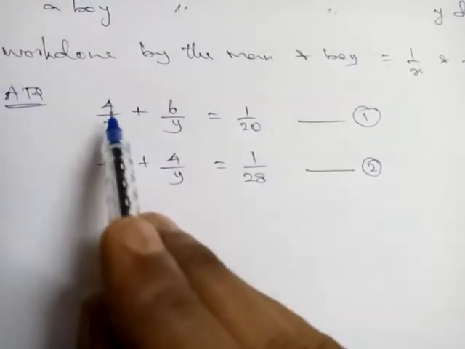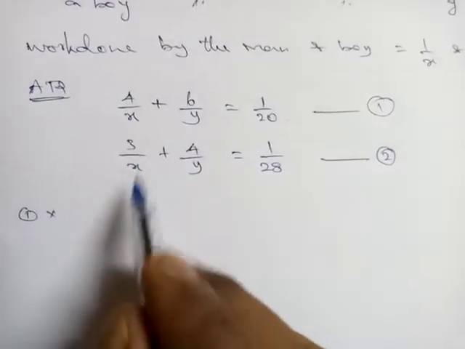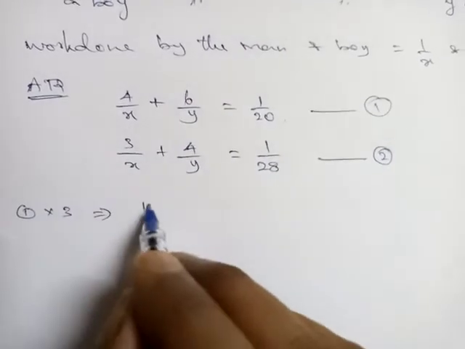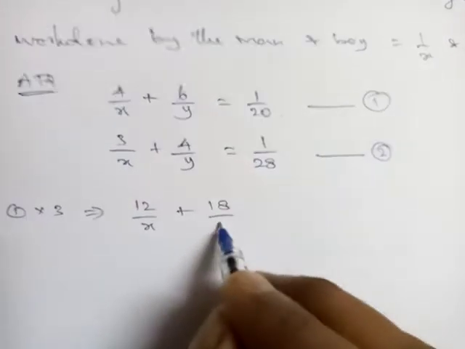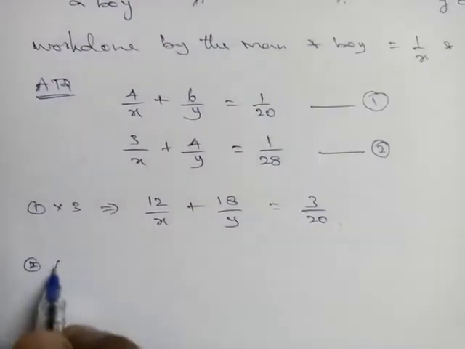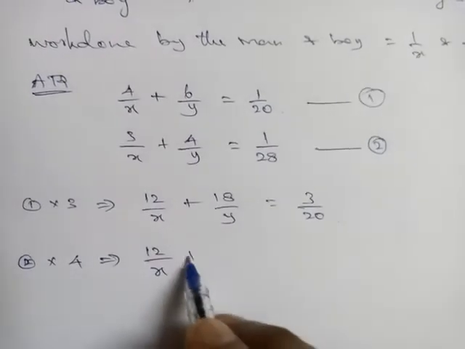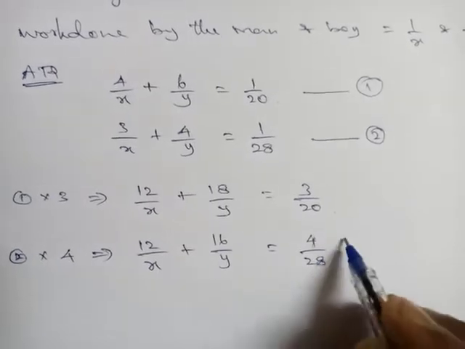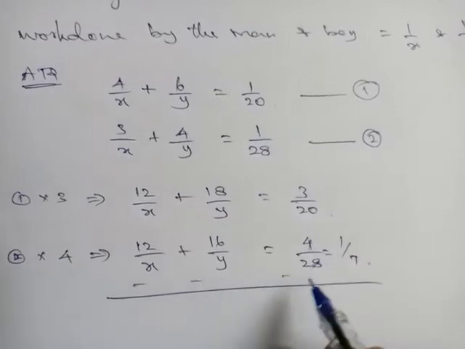Just listen. Here also 4 by x, 3 by x. So what I am doing, the first equation I am multiplying by 3. Why am I multiplying by 3? Listen: 12 by x plus 6 3s are 18 by y is equal to 3 by 20. The second equation I am multiplying by 4. So 12 by x plus 16 by y is equal to 4 by 28. If you cancel, 1 by 7. Now these two we can solve easily.